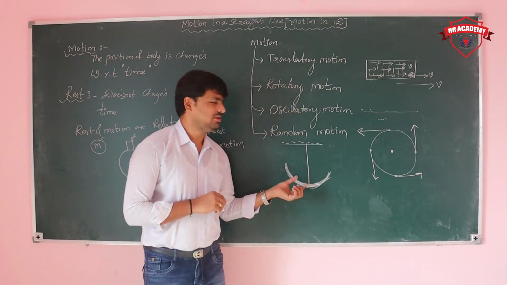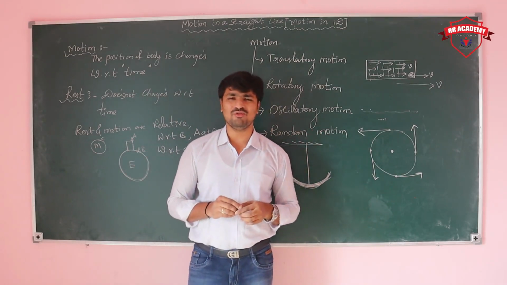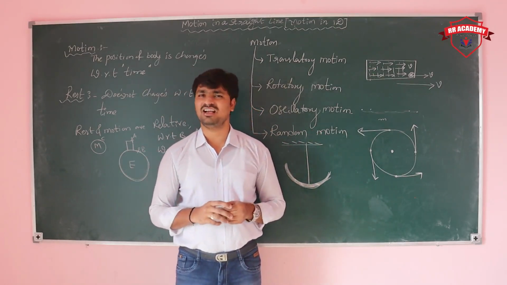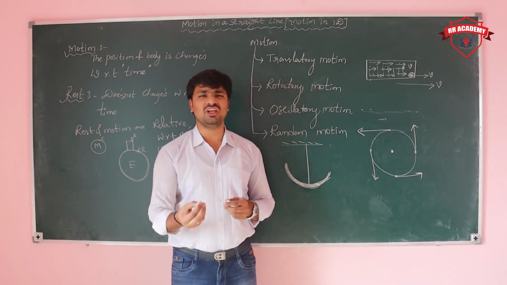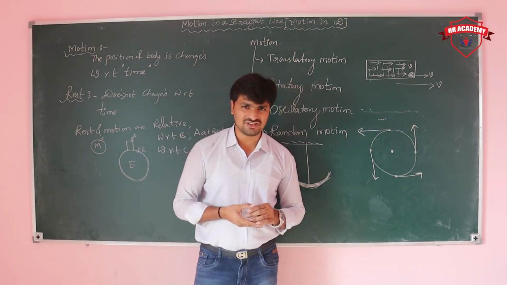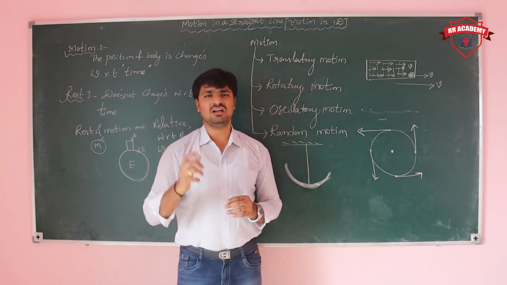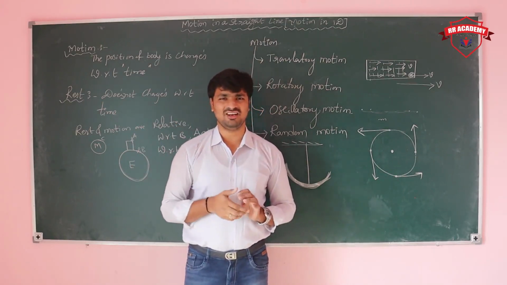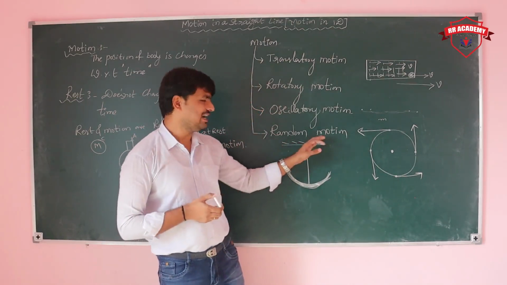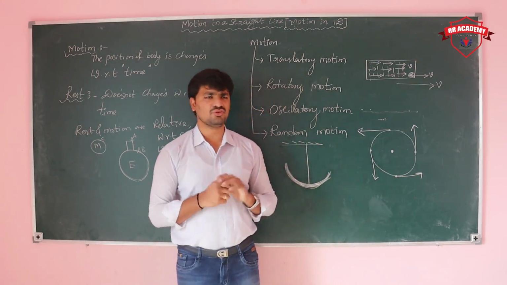Pendulum is the best example. Random motion. Random motion means it comes under 3D also. A body is moving without any particular direction. So that can be moving zigzag like this. So that motion we can say is, sorry, random motion.